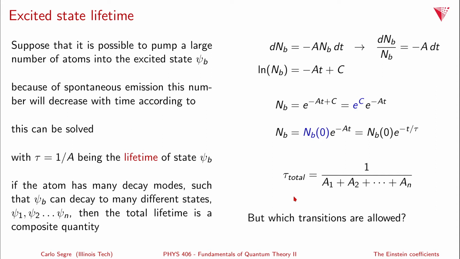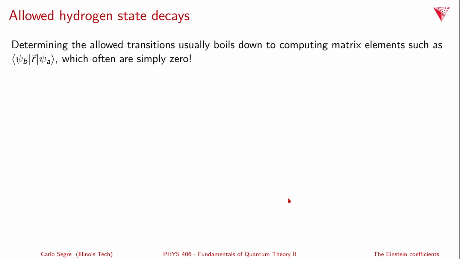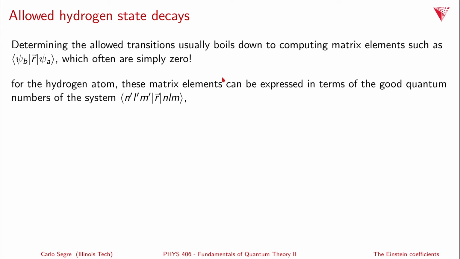Now, that's all well and good, but which transitions are allowed? Well, we covered this previously when we talked about symmetry, but we'll go over it again very quickly. So determining these allowed transitions means you have to compute matrix elements. And the matrix elements you want to compute are those of the polarization for electromagnetic radiation. So you have the inner product of psi b, r vector, psi a. And most often these are just 0. There's only a few usually that give you non-zero values.